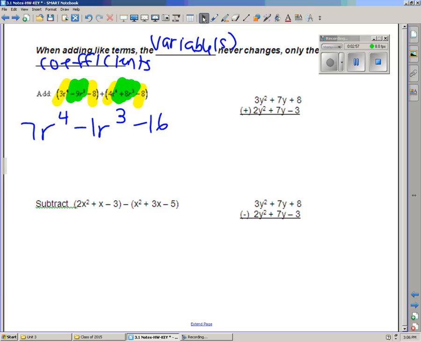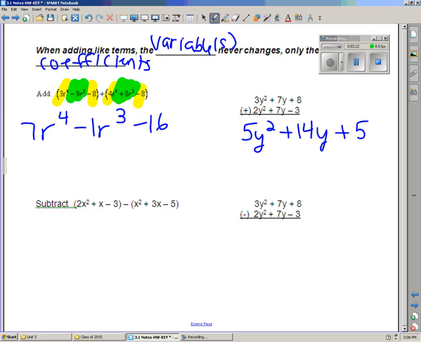The second problem is done with the vertical approach, and the like terms are lined up nicely for you. Again, you're adding y squareds, 3 of them, and 2 more y squareds are 5 of the y squareds. 7y plus 7y are 14 of the y's. 8 minus 3 is positive 5. That's your final answer for the next problem.